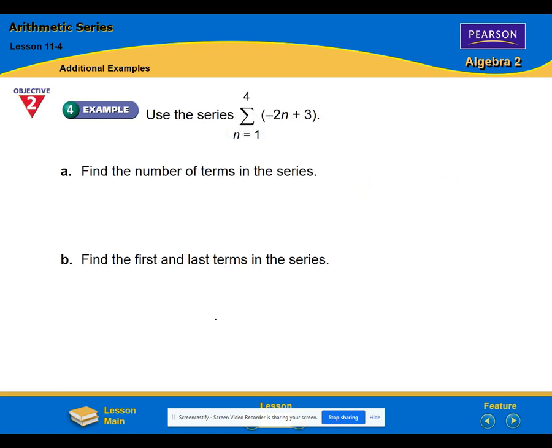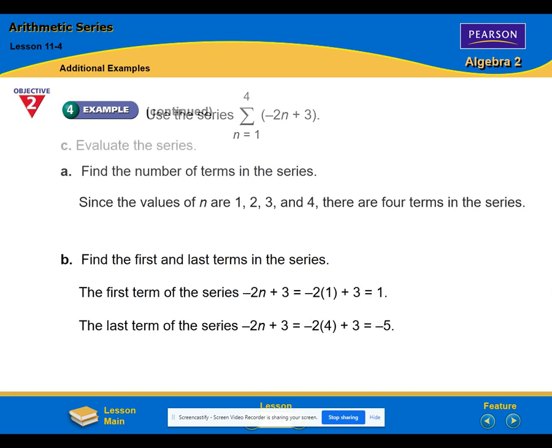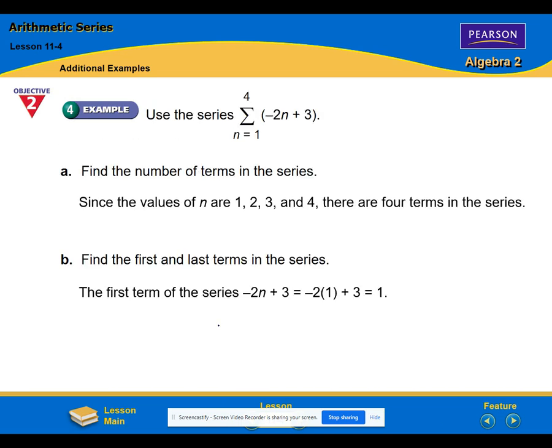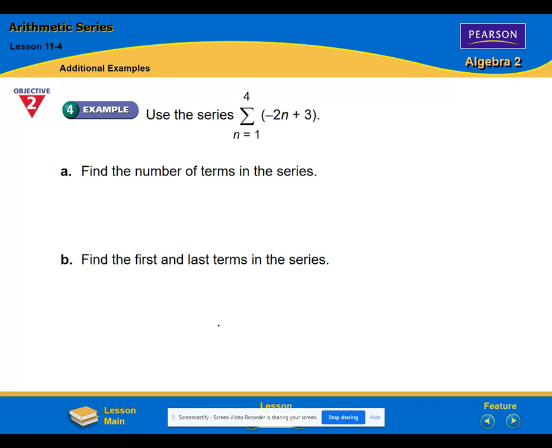It says use the series n equals 1 to 4 with the summation notation of negative 2n plus 3 to find the number of terms in the series, find the first and the last term, and then it says to evaluate the series. So that's actually a three-parter there. Okay, so this is basically the opposite. They're not asking to write the series. Now they're giving you the series and they're asking you a bunch of information about it. Find the number of terms in the series.